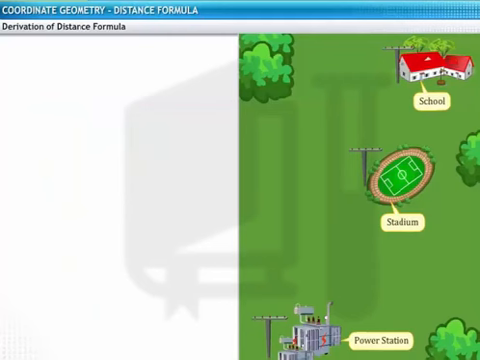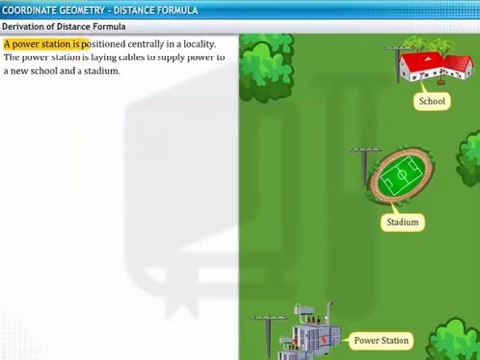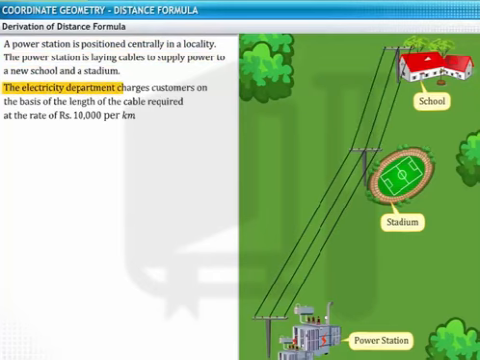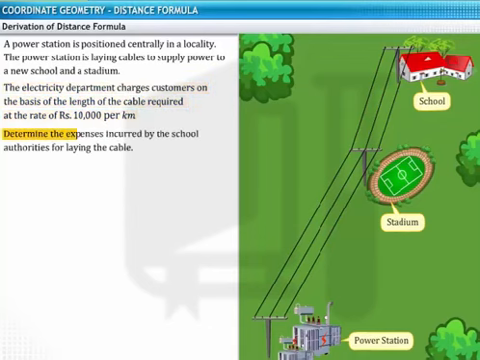Consider the locality shown in the map. A power station is positioned centrally in the locality. The power station is laying cables to supply power to a new school and a stadium. The cable lines will go to the school via the stadium. The electricity department charges customers on the basis of the length of the cable required at the rate of 10,000 rupees per kilometer. Determine the expenses incurred by the school authorities for laying the cable.